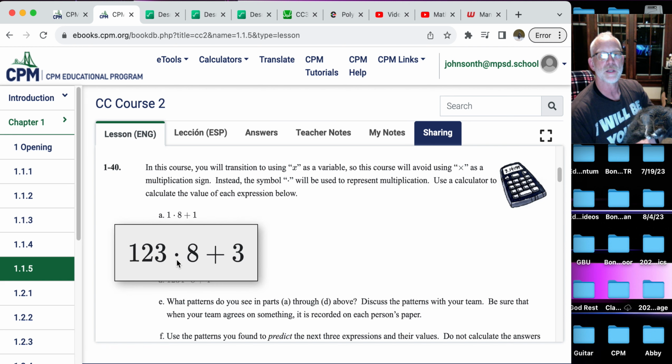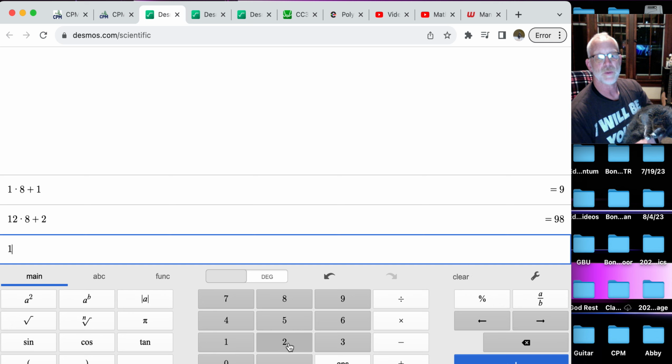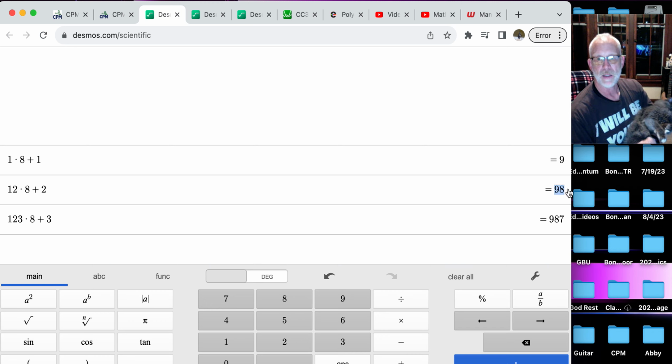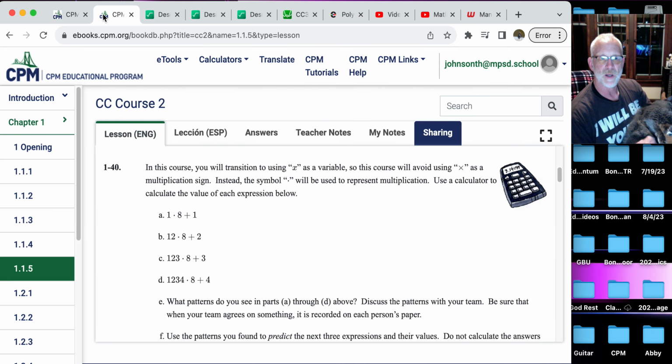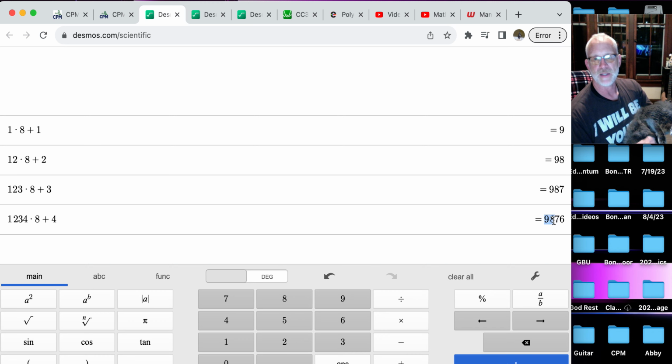We're going to continue to see if there's a pattern going on here. We're going to go to 123 times 8 plus 3. So I'm going to go 123 times 8 plus 3. Boom. 9, 98, 987. Do you see anything happening? All right, the next one is 1,234 times 8 plus 4. Boom. Look at that, 9,876. Do you see anything happening yet?